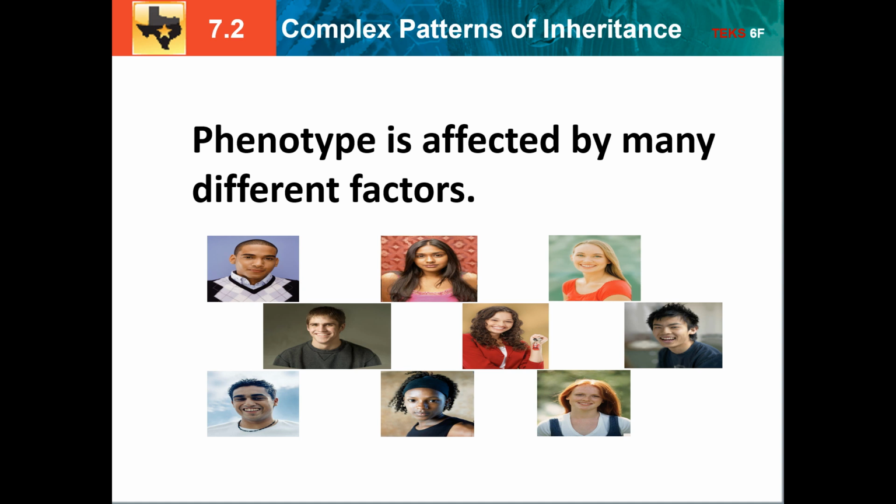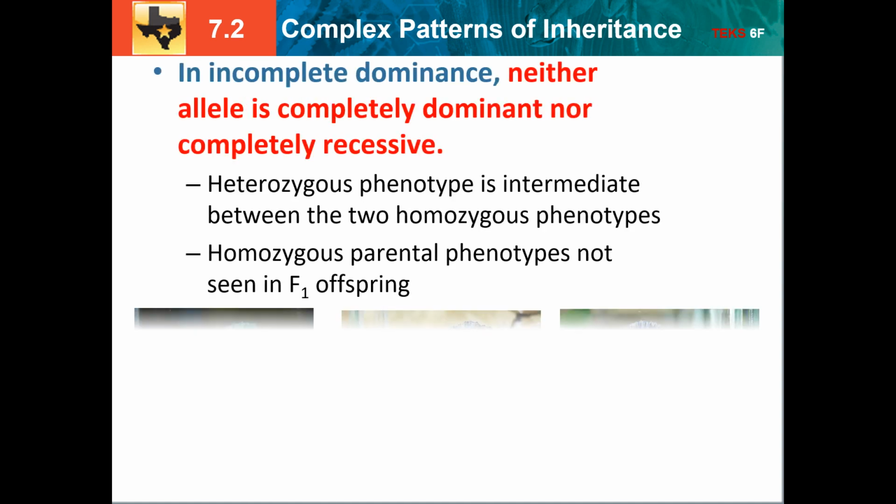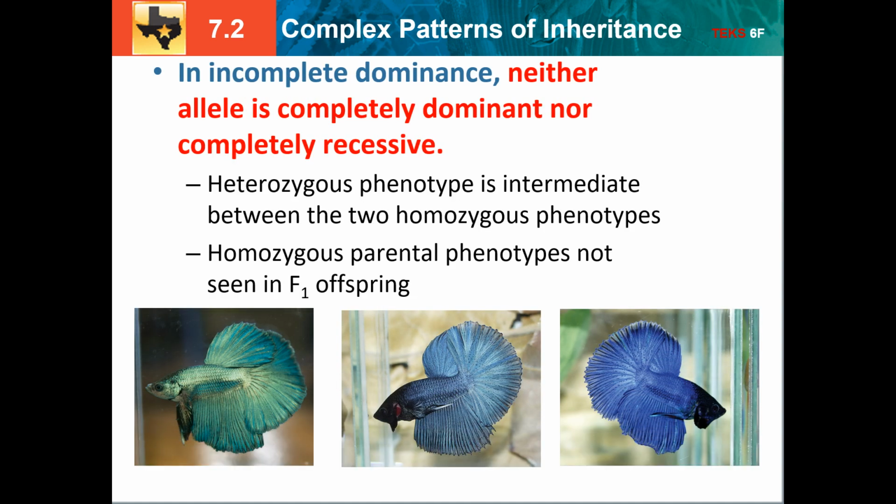This is chapter 7, section 2, and it's on complex patterns of inheritance. And the idea is that phenotype is affected by many different factors. Whenever we were talking about Mendel's pea plants, we were kind of making biology sound really pretty simple, as if things were as simple as, oh, dominant and recessive.